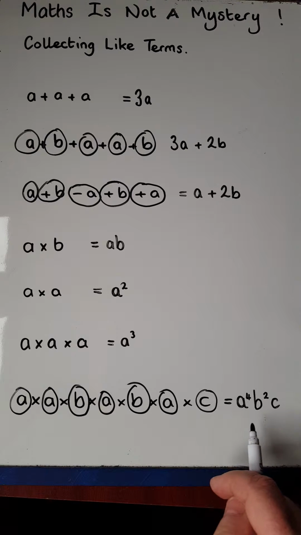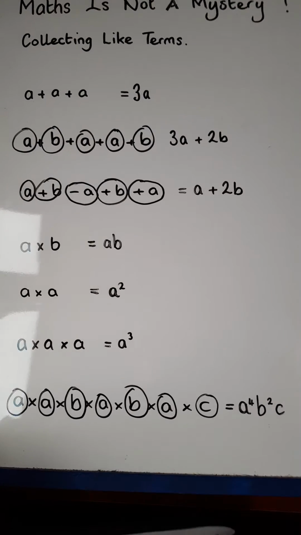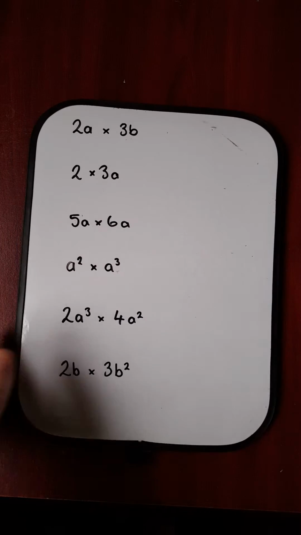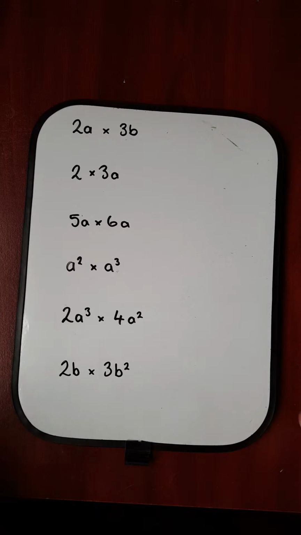There is, if you like, an individual times sign between each of those letters, but we don't write it because we don't write times signs in algebra. Okay, now what happens if we move on and put some numbers in with all of that? Here we go. Now this time we have 2a times 3b.